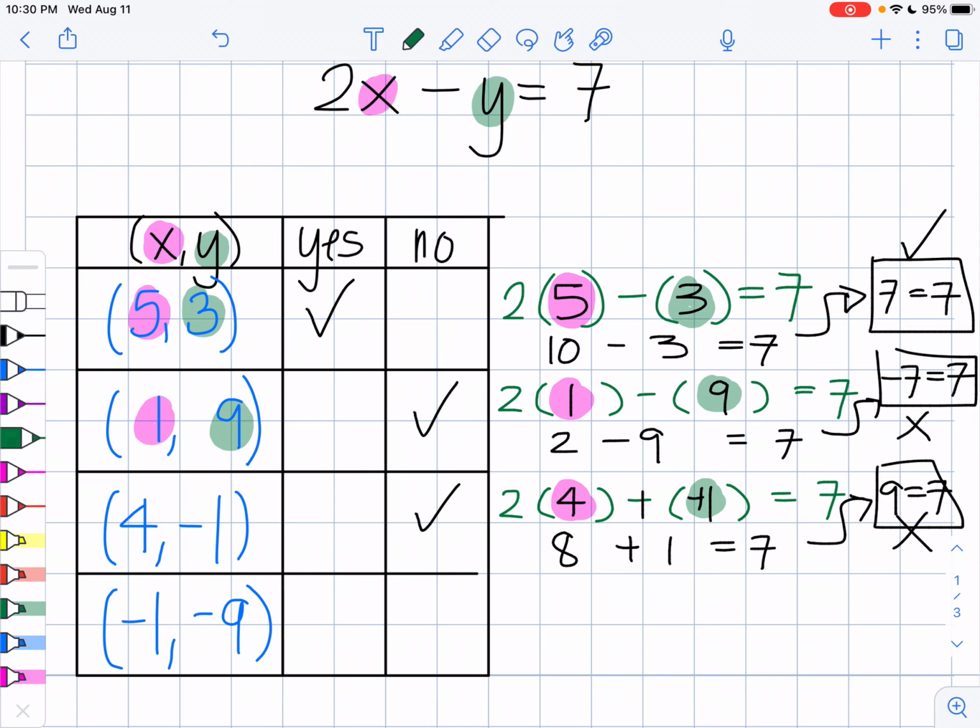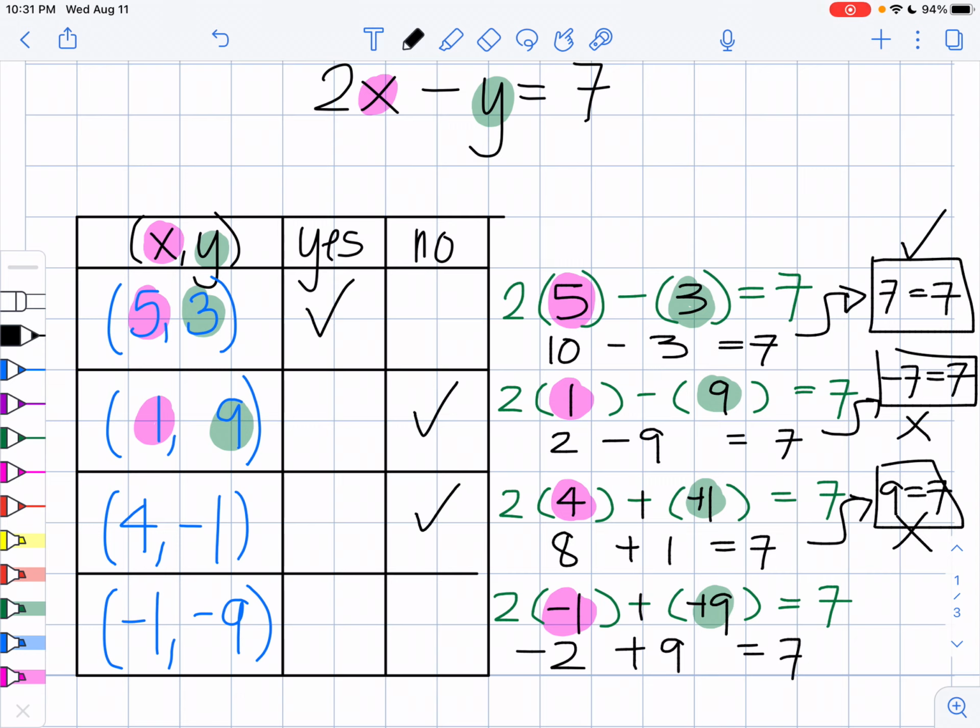Let's try our last one. We're going to set up our skeleton. 2 times blank minus blank equals 7. And what numbers am I plugging in? What's going in the pink spot and what's going in the green spot? Pink is negative 1, green is negative 9. 2 times negative 1 is negative 2. Minus a negative 9, that's the same as adding. Negative 2 plus 9 is 7. Does 7 equal 7? Why, yes it does. So this one is going to be a solution.